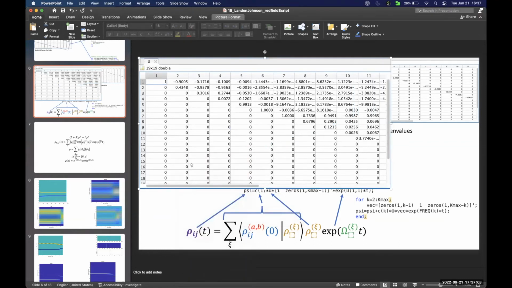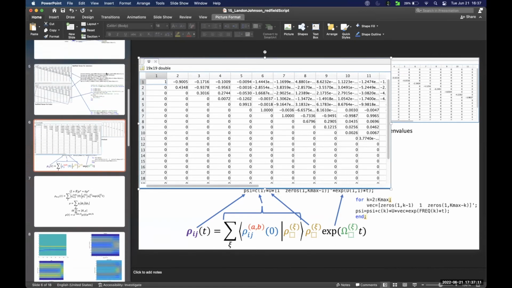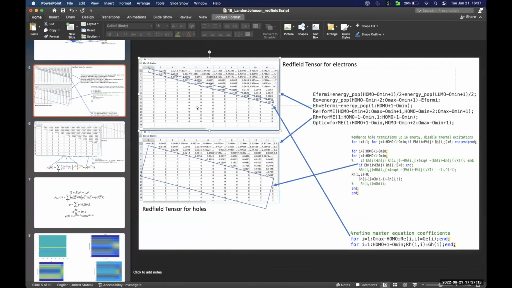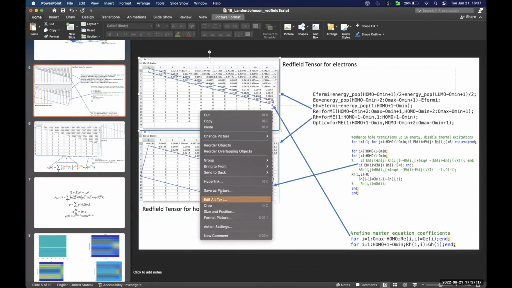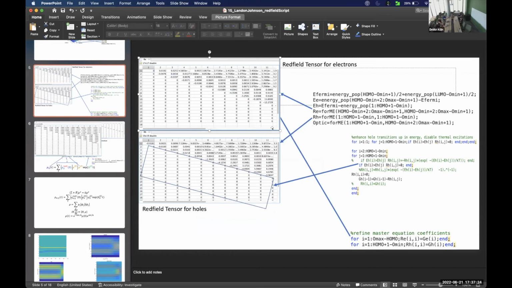There. So this is RE. It is a part of the Redfield tensor that is responsible for... Oh, wait a minute. Sorry, this is you. This one is RE. Okay. Please go to presentation mode so that we can see it a little bigger.